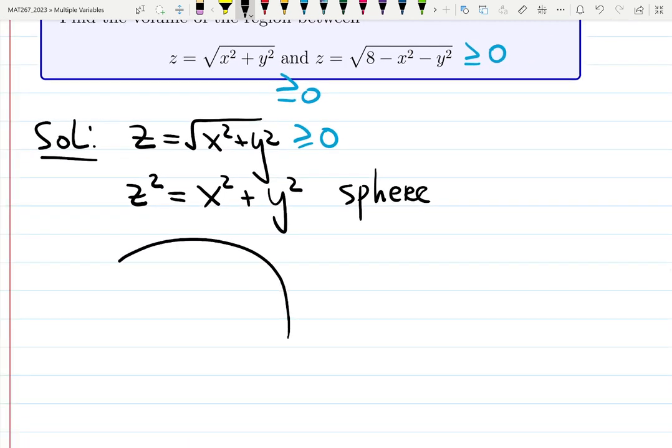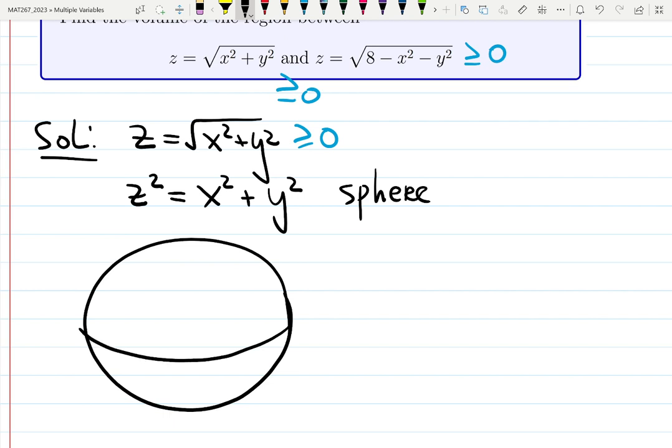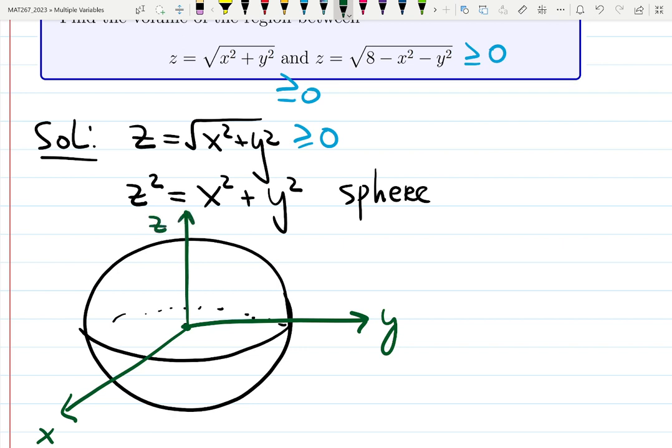So I'm going to draw a beautiful sphere, which is usually like that. It's centered at 0, 0, radius 1. But because z has to be positive, let me point this out with a different color. This is y. This is x. Height is z. We only need some part of the sphere. What's the name of that part?